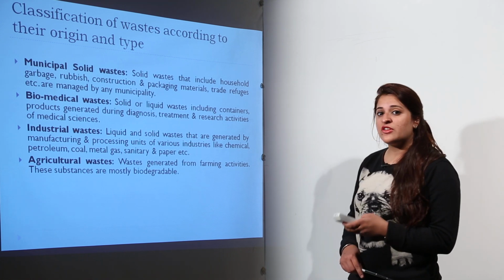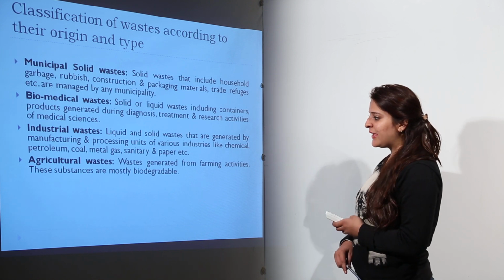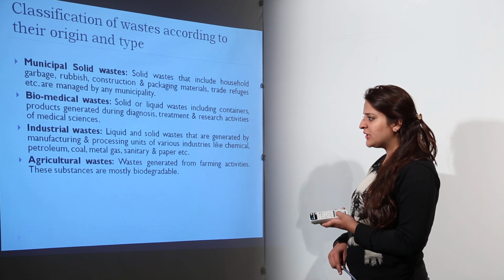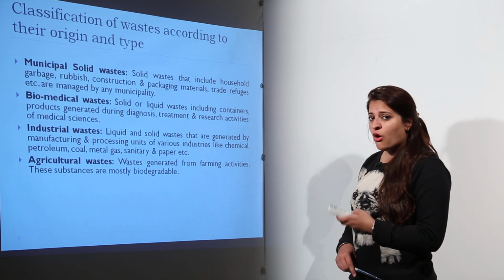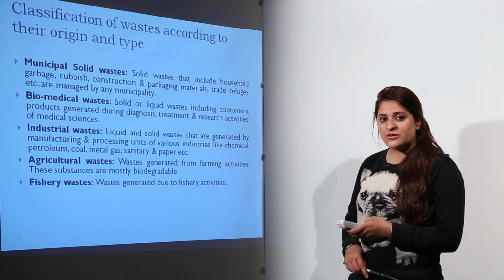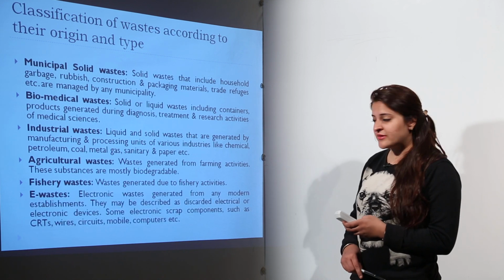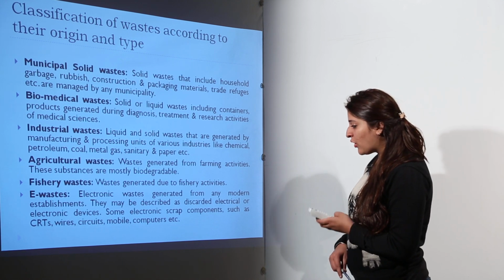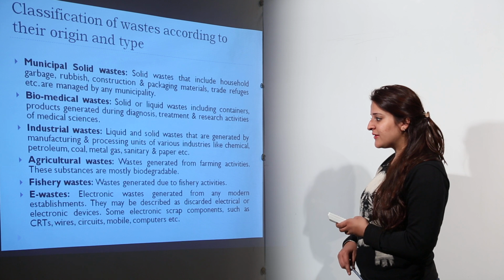Next is agriculture waste. It is waste which is generated from agricultural or farming activities. These substances are mostly biodegradable, and these include the pesticides and insecticides that we spray, which are sometimes even hazardous. Next is fishery waste. It is waste which is generated due to fishery activities. And the last one is e-waste. E-waste means electronic waste, generated from any modern electronic equipment such as mobiles, computers, wires, and circuits.